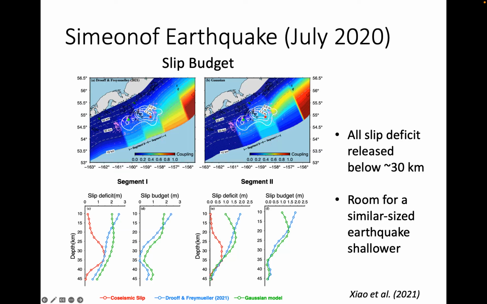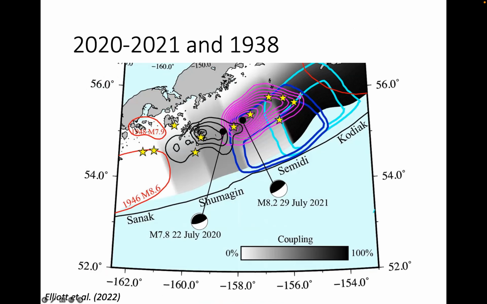Is that going to happen later? Is that slip going to happen as post-seismic creep? Or are those interseismic models actually wrong? If we had better data offshore, we would actually see that there wasn't so much slip deficit as we thought. All of those seem to be possibilities.